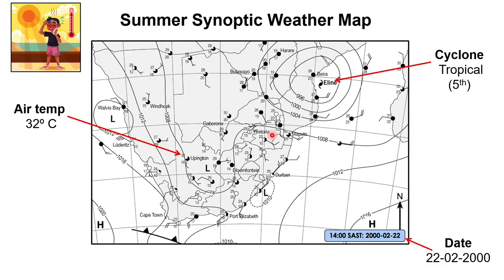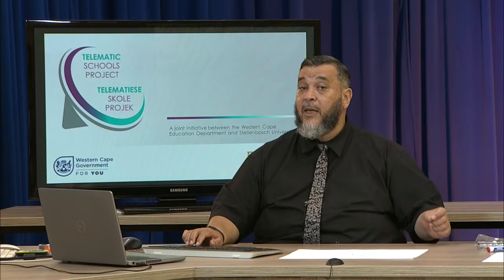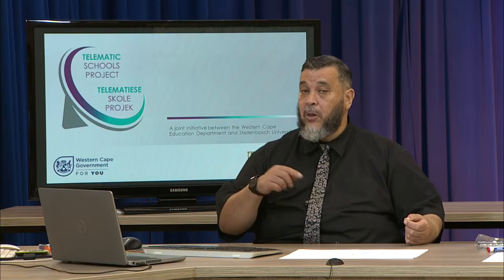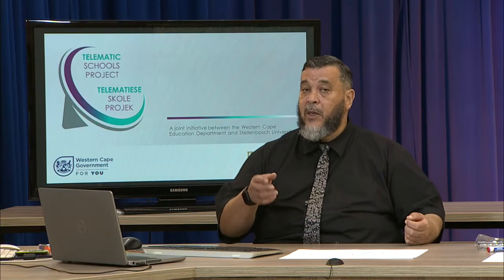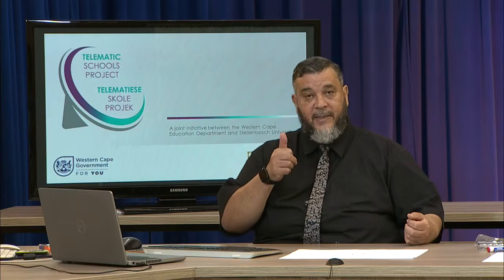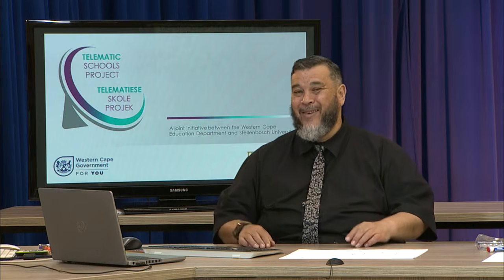Now remember what I said, learners, if there's no tropical cyclone, it doesn't mean it's winter. The presence of a tropical cyclone is a clear indicator that it is summer, but it can also be summer without a tropical cyclone being present. So a tropical cyclone, yes, it's summer. No tropical cyclone, it can still be summer or it can be winter. We need to go and look at other indicators.